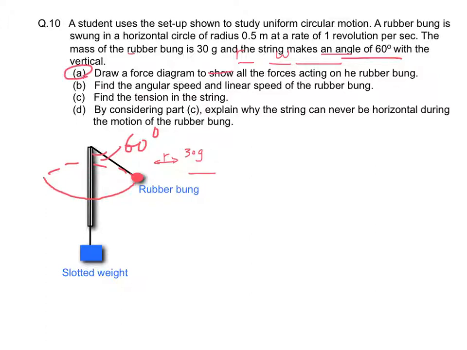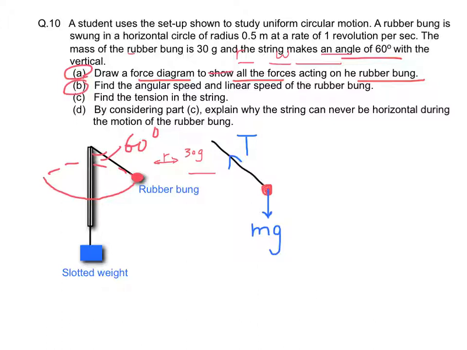Part A. Draw a force diagram to show all the forces acting on the rubber bug. There are two forces acting on the rubber bug. The first one is the tension in the string, and the second one is its own weight, mg.